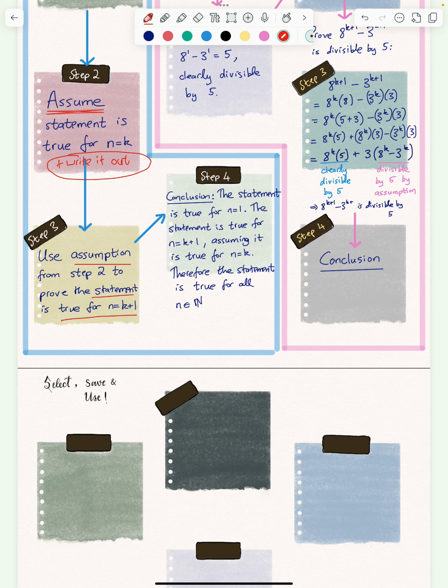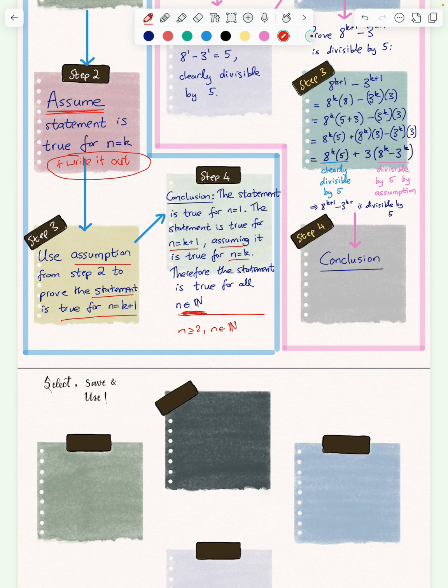And then your conclusion is always the same. Over here, step 4, you state the statement is true for n equals 1 because you've checked it. Then you say the statement is true for n equals k plus 1, assuming the statement was true for n equals k, and therefore the statement is true for all n in the natural numbers, or if it was, for example, all n greater than or equal to 2 in the natural numbers. That conclusion is always the same.